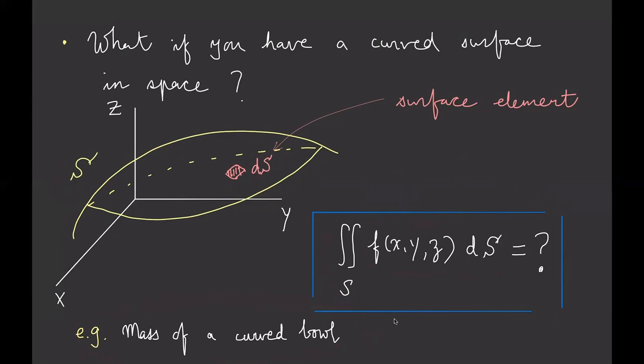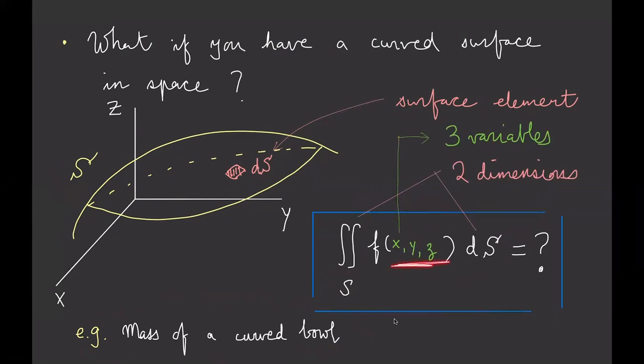Well, this integral actually has some difficulties. There are 2 difficulties that I'd like to point out. The first thing is that this depends on x, y, and z because we're in R3. So there are 3 variables over here. On the other hand, it's a 2-dimensional integral. Why is it 2-dimensional? Well, the surface is just 2-dimensional.